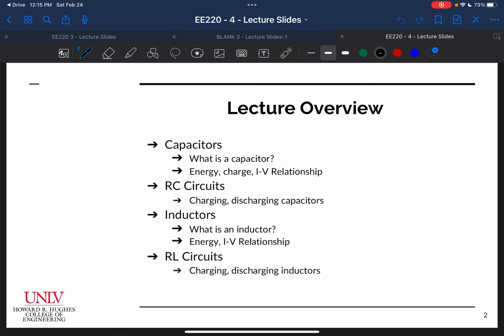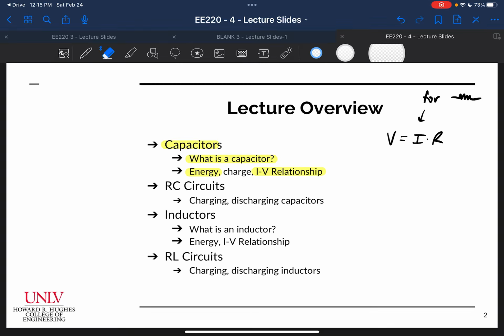The first one is, let me go ahead and pull out my highlighter, the capacitor. I'm going to talk about what a capacitor is, and then how capacitors store energy, how they store charge, and then the current voltage relationship for a capacitor. If we remember correctly, for just a simple resistor, the current voltage relationship is simply V equals IR. So that's for a resistor. Well, capacitors have a different current voltage relationship than resistors do.